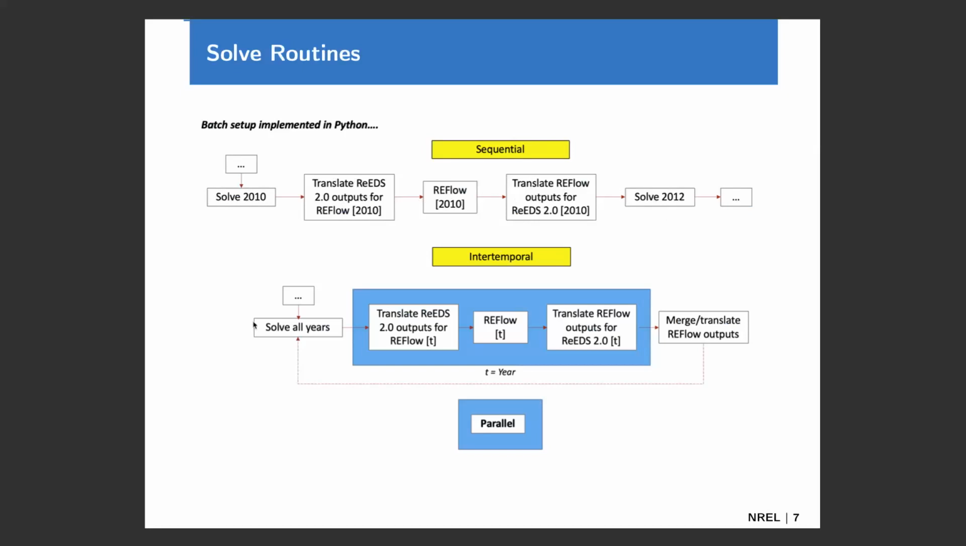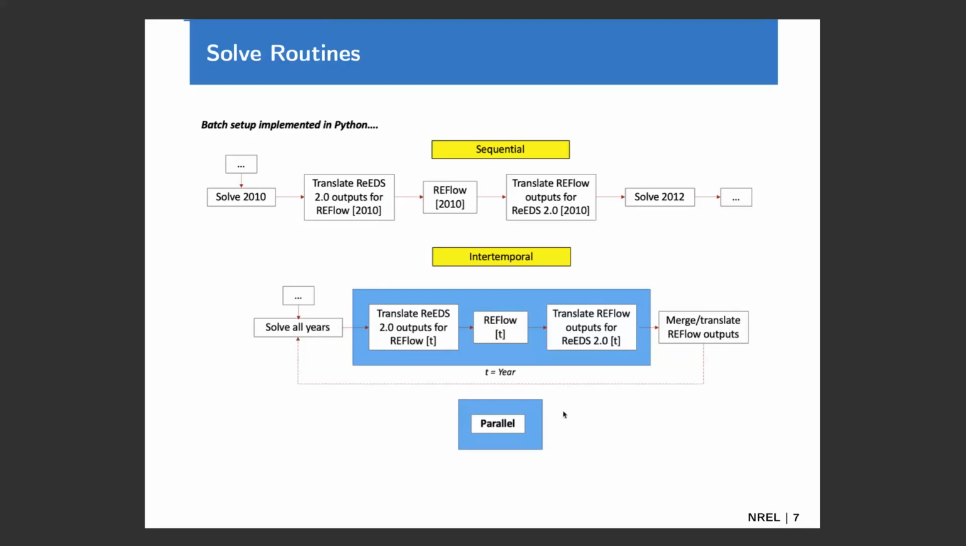In the intertemporal case, I can take that same restart file and solve all years at once, and then I do the capacity, credit, and curtailment calculations in parallel. This will be important when we actually demonstrate the running of the cases. I solve all my years, and then I parallelize all of these operations for ReFlow, then I merge and translate those ReFlow outputs and plug them back in for the next iteration.